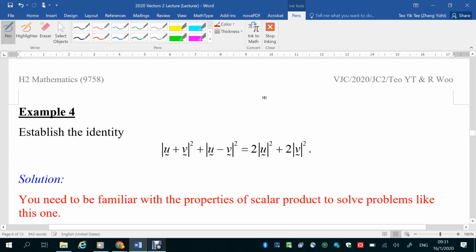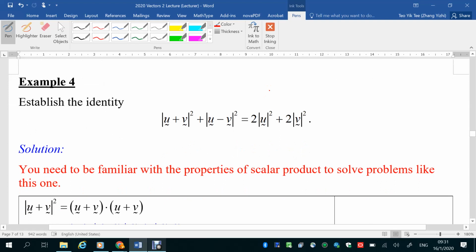Not to get too frightened over things like this, remember your secondary school skills. If I ask you to prove an identity or an expression, you either start from the left or start from the right. So adopt the same approach. Let's start from the left first. The left you have is magnitude of u plus v, squared. How does it equal this?